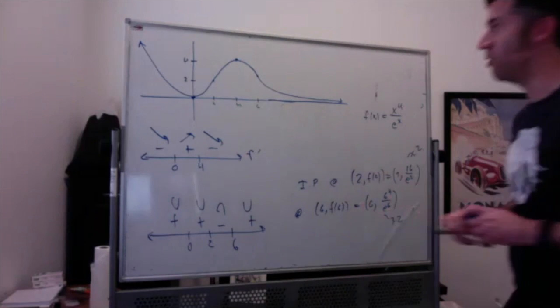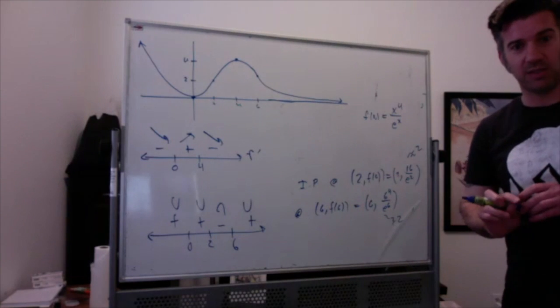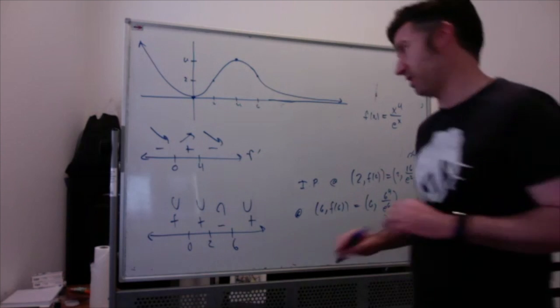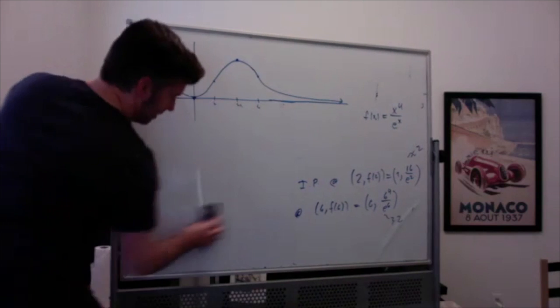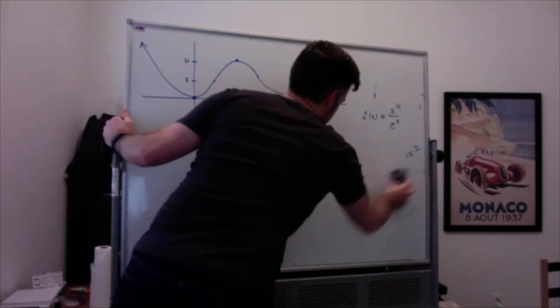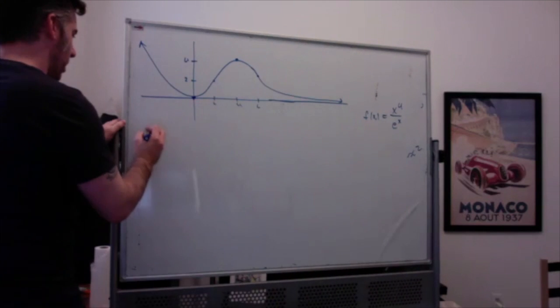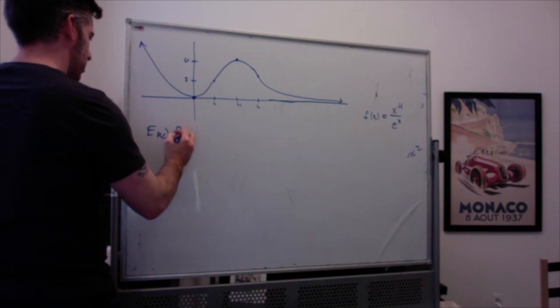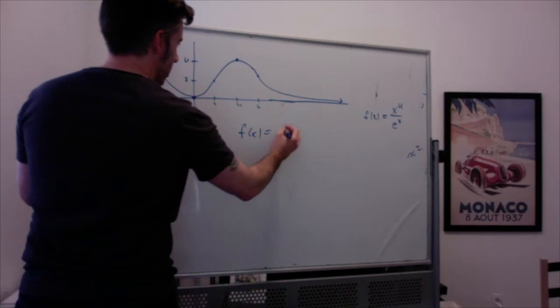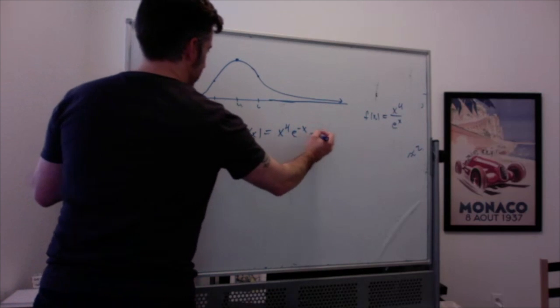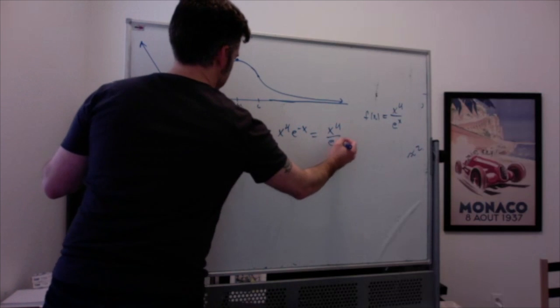All right, so maybe you don't like that explanation. I wouldn't fault you for not liking that explanation. So let's talk about the horizontal asymptotes and the end behavior for just 1 second. So end behavior of this function f of x equal to x to the 4th e to the negative x, or if you prefer, x to the 4th over e to the x.